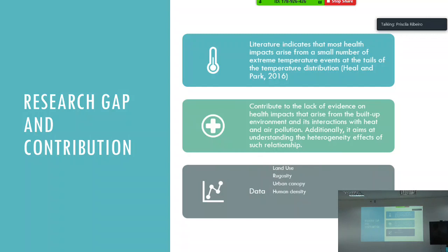So as I was saying, the literature has raised many concerns about the impacts of climate change and built environments on health. And our objective is understanding what the built-up environment, and its interactions with air pollution, and with many health outcomes, might have an effect, and how we can explain heterogeneity within the city, as has been discussed a little bit earlier, according to these built-up environments and built-up areas. So we are going to use land use change data, rugosity, urban canopy and human density to explain these different areas, and also climatic data.